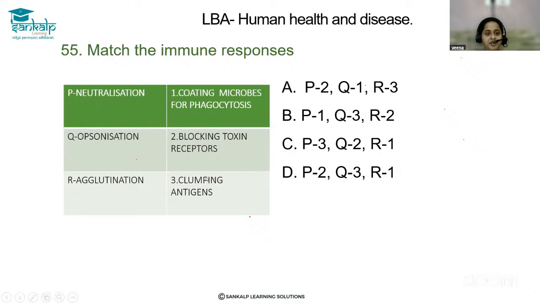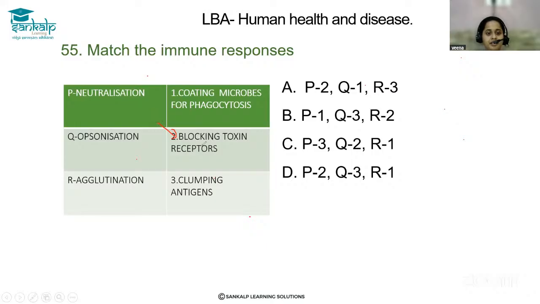Let's solve question 55. Match the immune response. So dear student, if you observe here properly, there are two columns. In one column there is an immune response, and in the other the mechanism is given. The first one is called neutralization. Neutralization is a mechanism where the antibodies are going to block the toxin receptors. So the correct option is option 1.